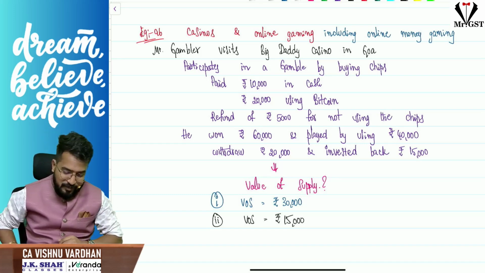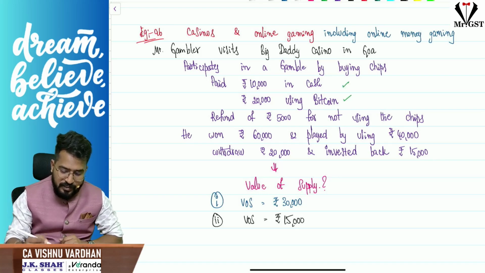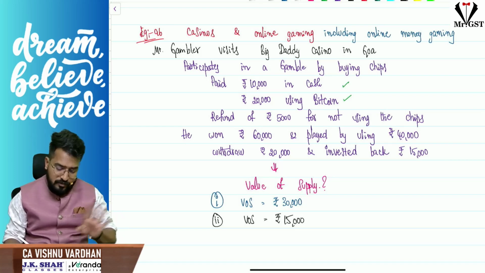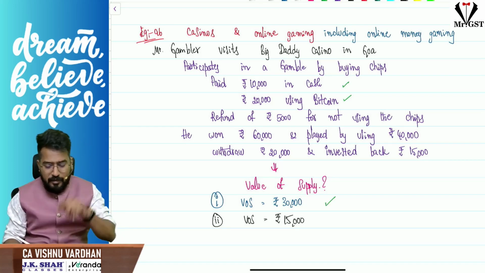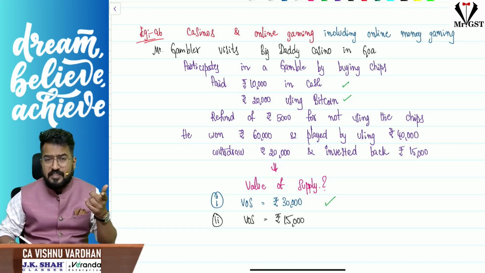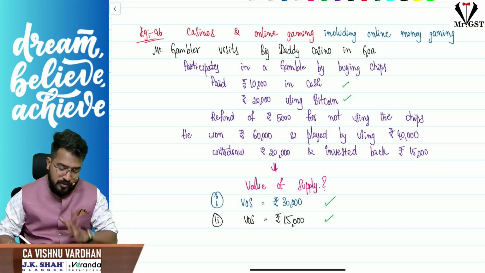What is the value of supply? First he has deposited 10,000 and 20,000. Later on he took a refund, all that will not be considered. So 30,000 will be the value of supply. And later on, whatever the winnings story happened, how much amount has he invested again? He has invested 15,000. So the value of supply will be 15,000 again. So that is the story.